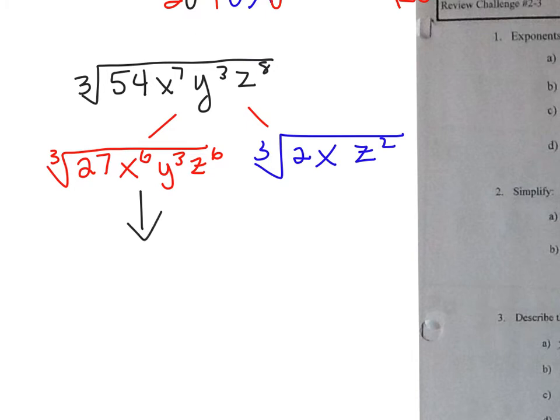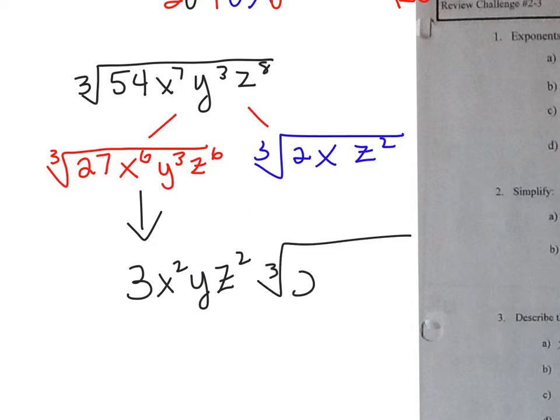All right, so now let's do our cube root. The cube root of 27 is 3. The cube root of x to the 6th is x to the 2nd. Right, you just take the exponent divided by the index, so 6 divided by 3. Y, the cube root of z to the 6th is z to the 2nd. And then I have the cube root of 2xz squared.